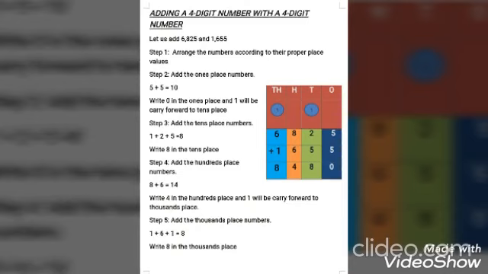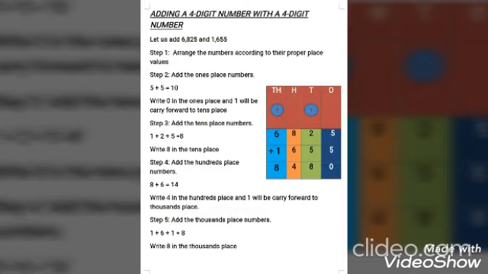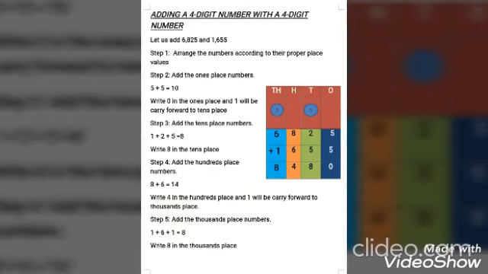Now what we will do? Now we will add the tens place numbers. So 1 plus 2 plus 5 is equal to 8 and we will write 8 in tens place. Now you will come to hundreds place. Now what is under hundreds place? 8 plus 6 gives you 14. Oh, it is more than 10, isn't it? So we will write 4 here and 1 will be carried forward to the next place, that is thousands place. Clear this much?